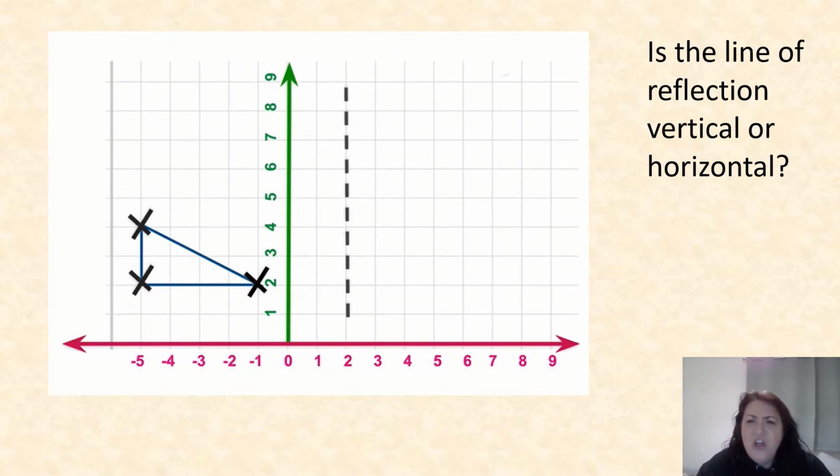Right, now look at where our reflection line is. Don't get confused here by the axes. That dotted line, that black dotted line, is our mirror line. Is it horizontal or vertical? Tell me now. Okay, hopefully you've said vertical.